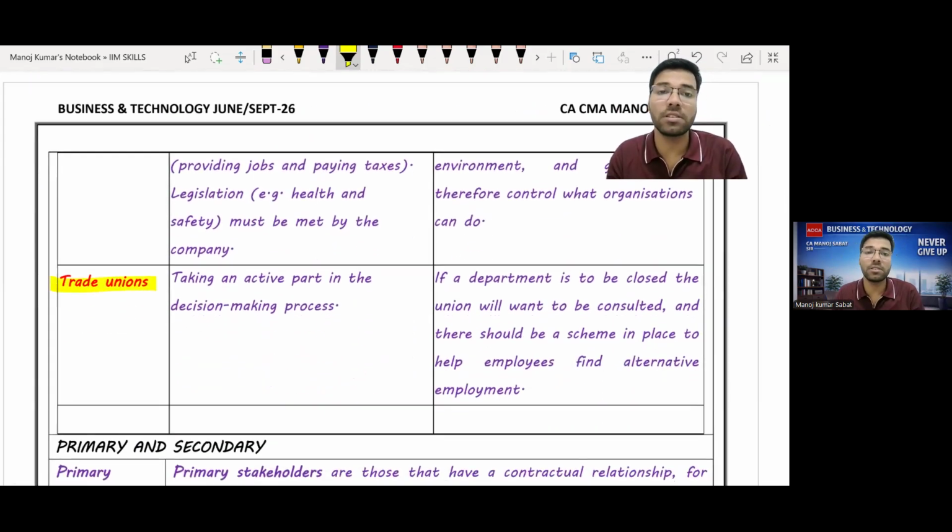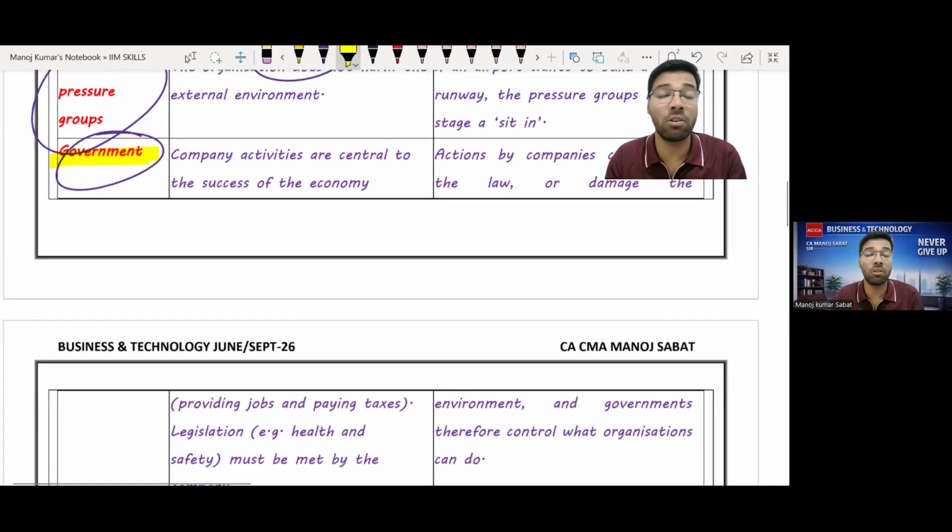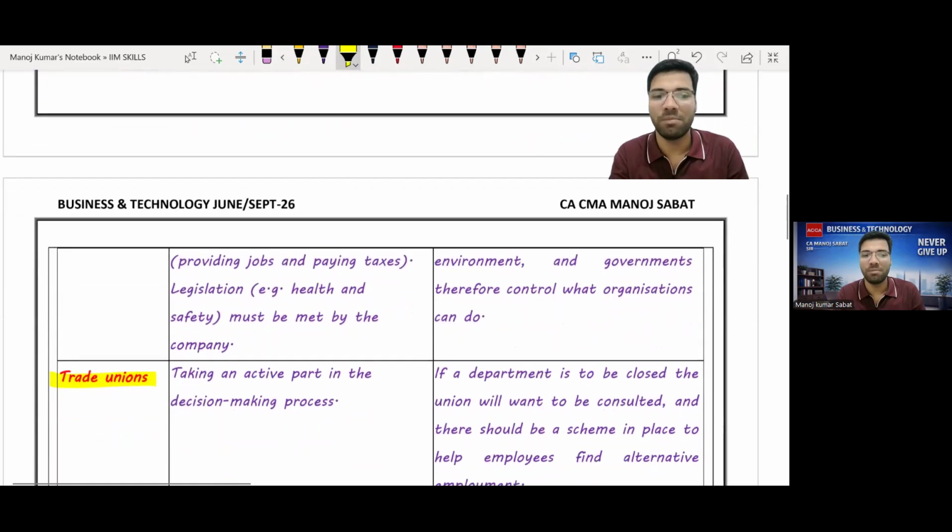Next, trade unions. See, the government is not only interested through taxes, but it also needs to ensure that companies are following laws and regulations. Like for companies, we have the Companies Act. For banks, the Banking Regulation Act. For electricity companies, the Electricity Act. For insurance companies, the Insurance Act. Business organizations need to work under the ambit of all these laws and regulations given by the government, right? So this is how the government influences the business.